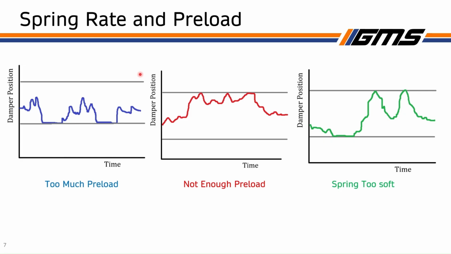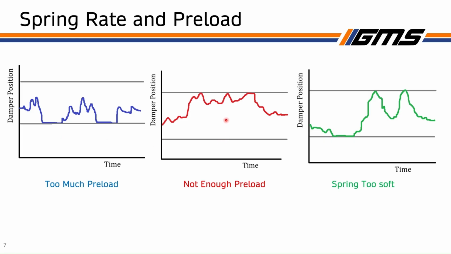And you can see that with too much preload, we're regularly going to be having the shock fully extended. And that's obviously not ideal, because if the shock is fully extended, it takes very little change in the profile of the road for the wheel to actually come up in the air and lose grip. And then obviously, if one of your wheels is in the air, you're not going to be able to turn as hard. So you want to avoid that.